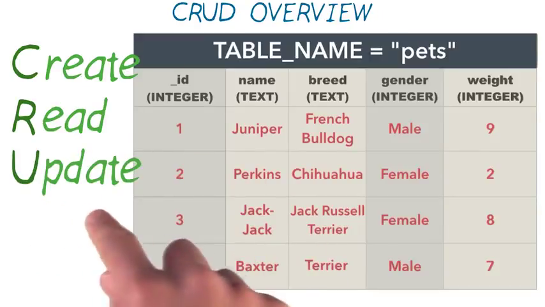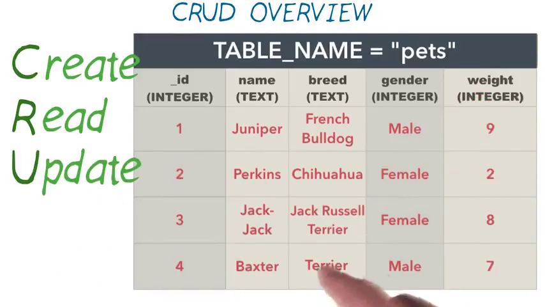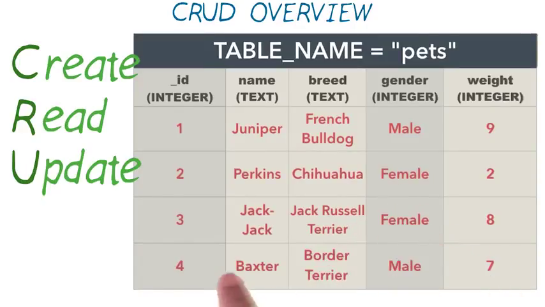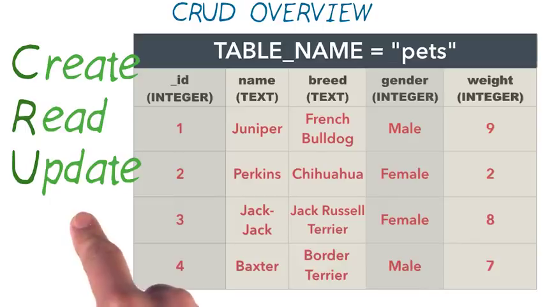So next up is update. Maybe we found out that Baxter is not just a terrier. Instead, he's a border terrier. So what we would do is go to his row, change his breed entry, updating that information. And so this is an update action.